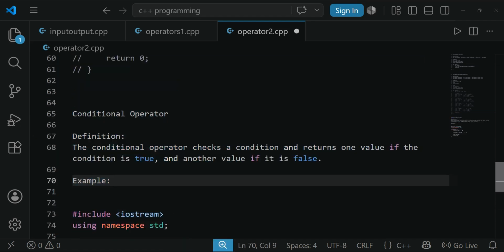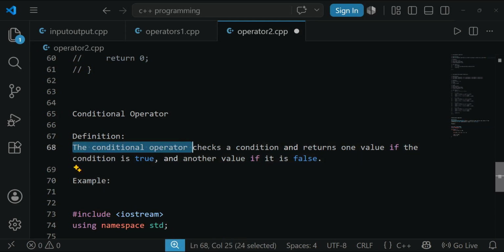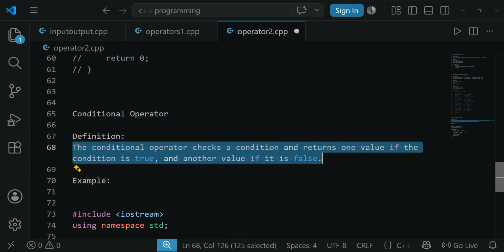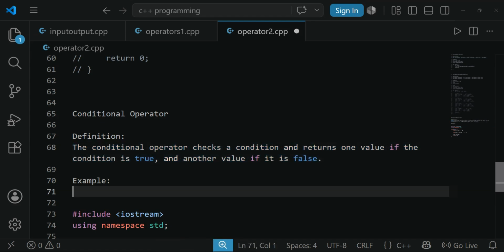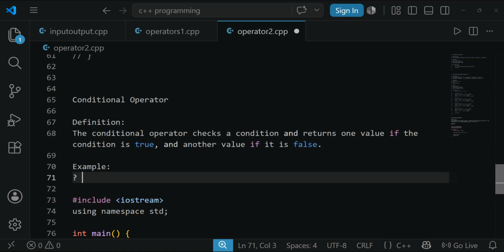Next, coming to the conditional operator. It is the easiest part, I think. The conditional operator checks a condition and returns one value if the condition is true and returns the other if the condition is false. In this conditional operator, we use two symbols, the first one is this and the second one is this. With the help of these two symbols, we run this conditional operator.